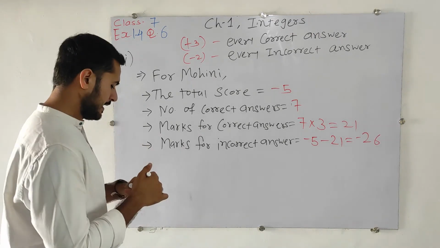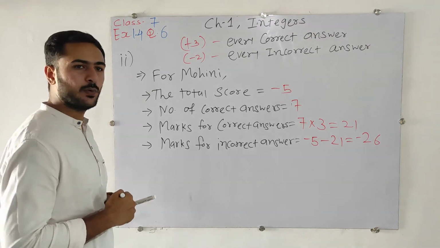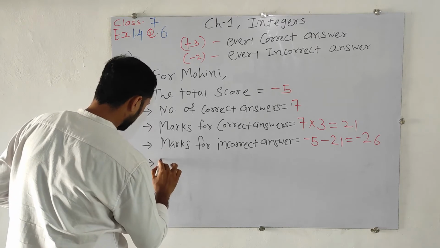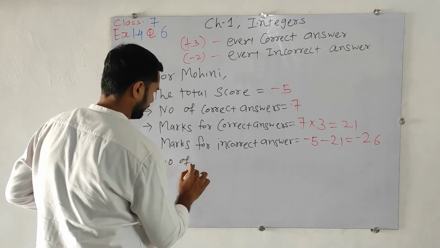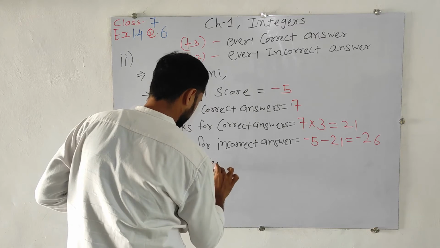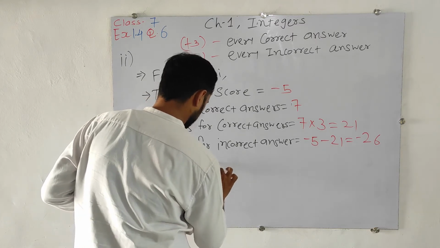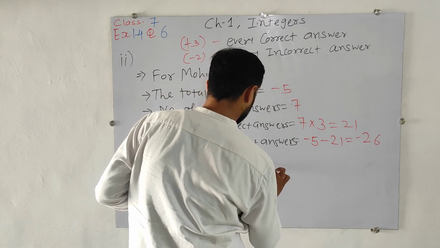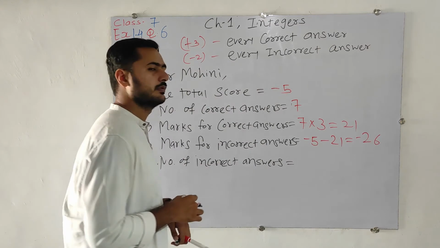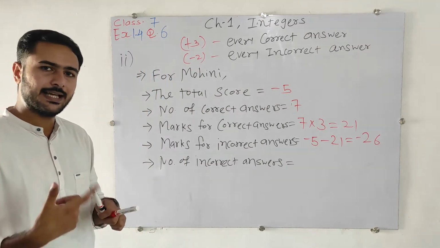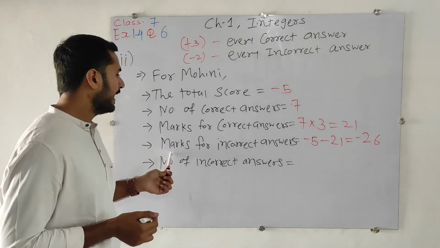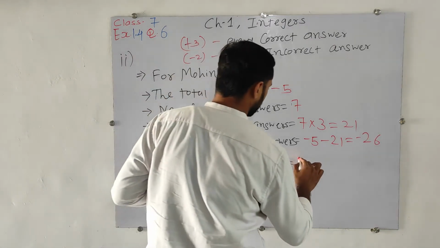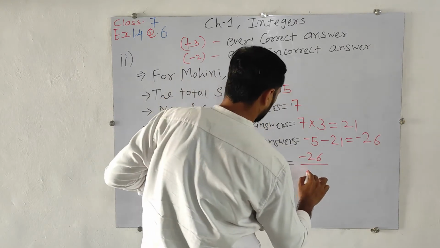Now we can find out the number of incorrect questions as we did in sub question 1 of question number 6. The number of incorrect answers is equal to, what we will do now? Again the same thing as we did, the division of marks of the incorrect answer divided by the marks for each incorrect answer, that will be minus 26 divided by minus 2.